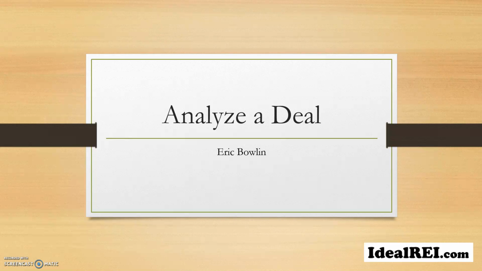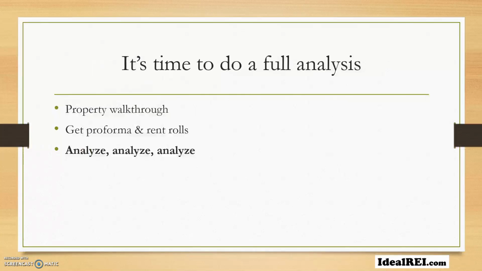All right, so you've used your filters and you have narrowed down the potential list of deals to a dozen or two that you can start analyzing. The first thing you want to do is a property walkthrough. This will help you identify all the things that are wrong with the property: foundation, roof, windows, electrical, plumbing, you name it. You identify those things in your property walkthrough.